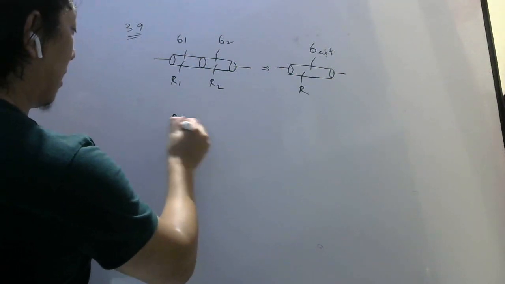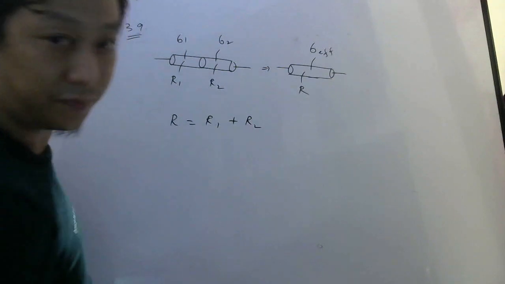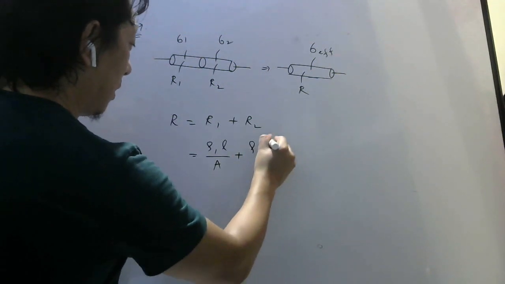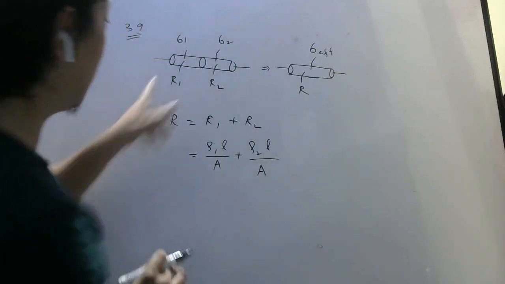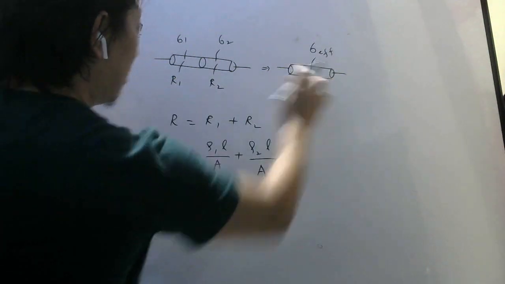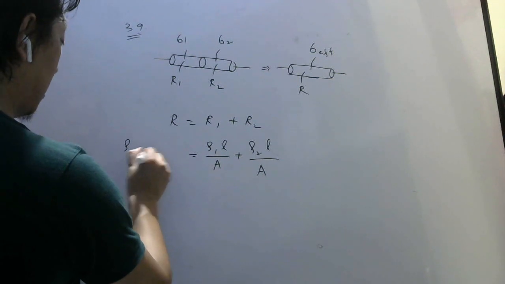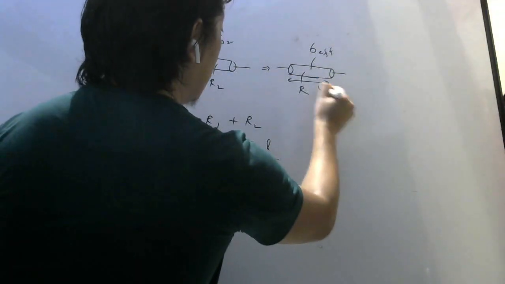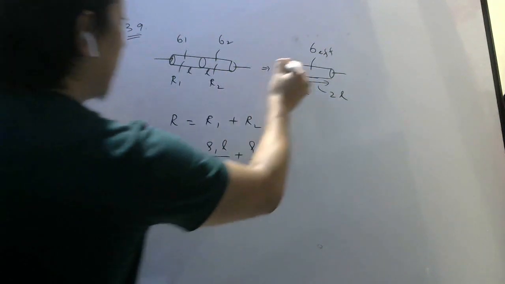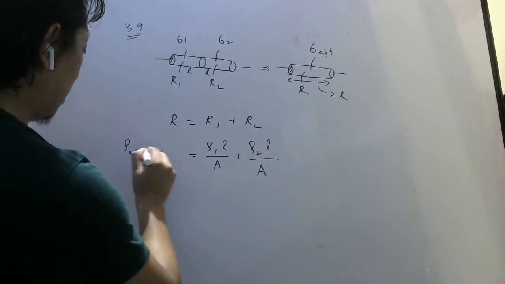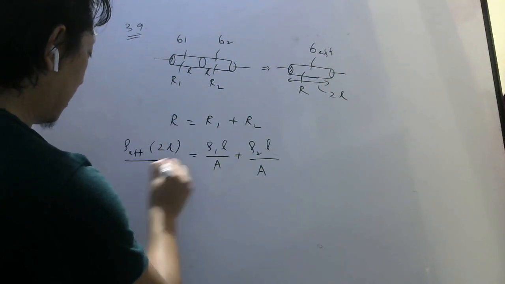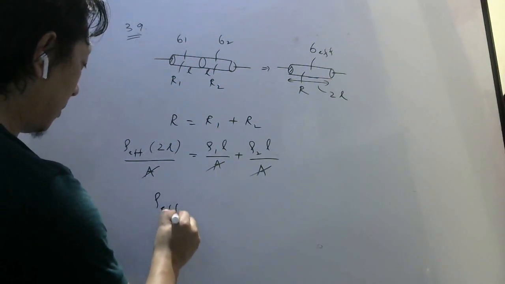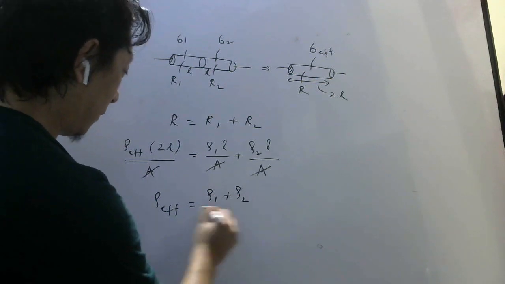In series, how will I write R? R1 plus R2. What will be R1 here? Rho 1 L by A, and R2 is rho 2 L by A. L is the same, because this time they are identical dimensions. And this will be what? Rho effective, and the length will not be L. Remember, this is L, this is L, so the total will be 2L. Area will be the same. If this is area A, this will also be area A. So it will be rho effective into L plus L, 2L, divided by A. So A you can take common and cancel. So rho effective will be rho 1 plus rho 2 divided by 2.